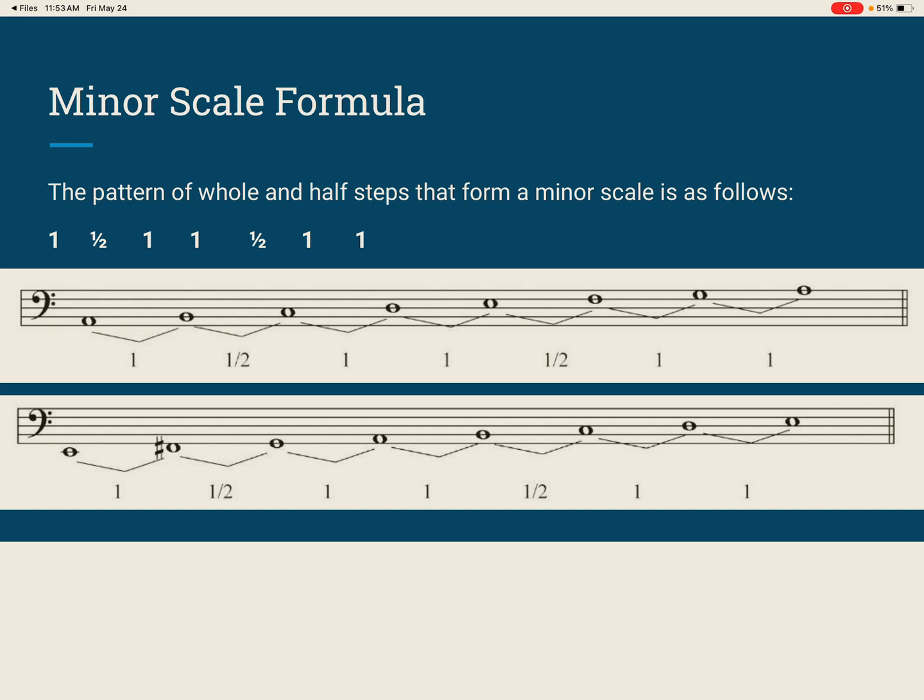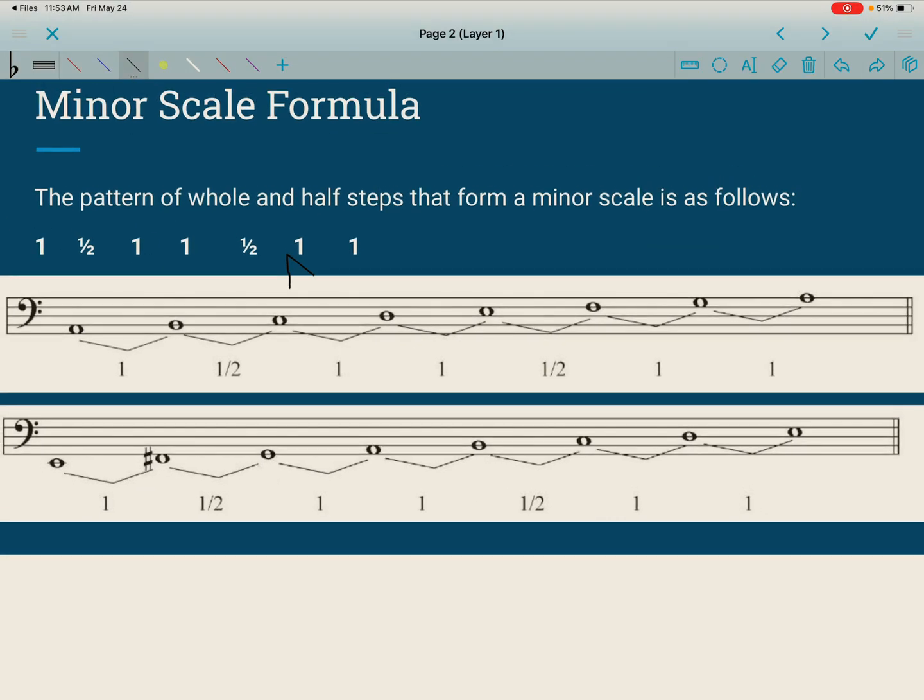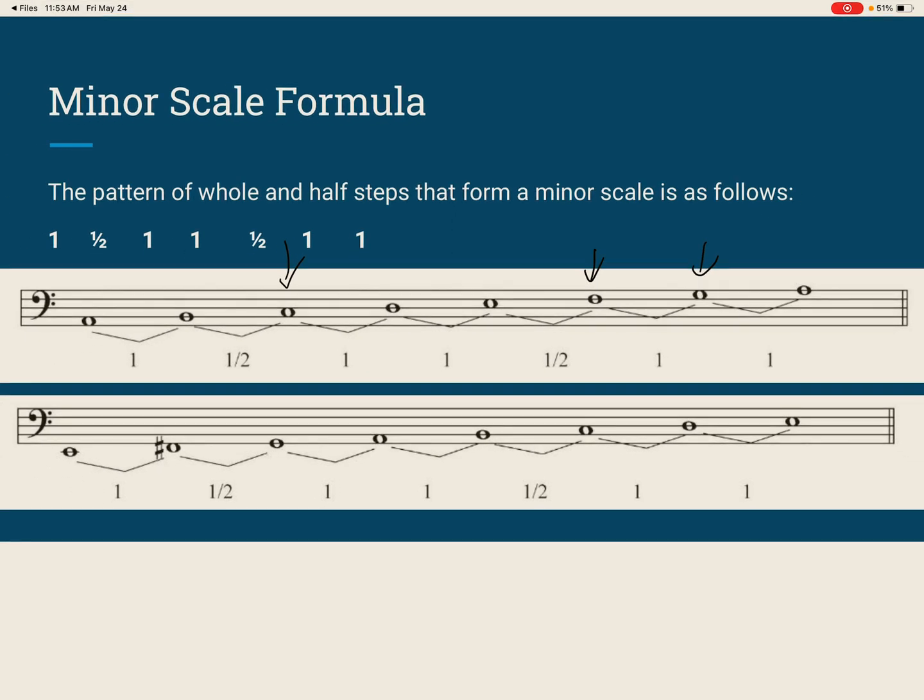So you have A, B, C for minor, so your third scale degree will typically be lowered by a half step. And then we have D, E, F sharp, right? So your 6th and 7th scale degrees. So scale degrees 3, 6, and 7 are lowered from the major.